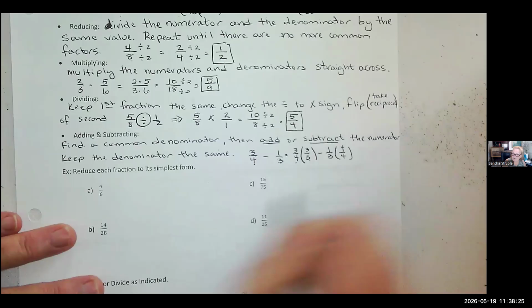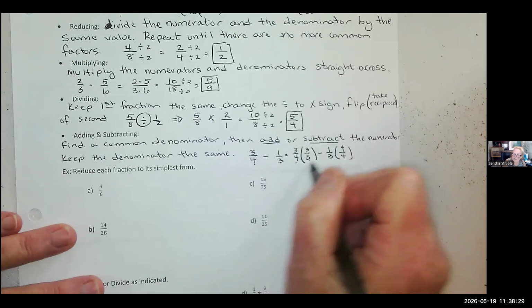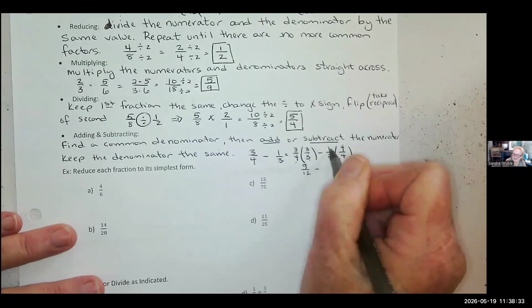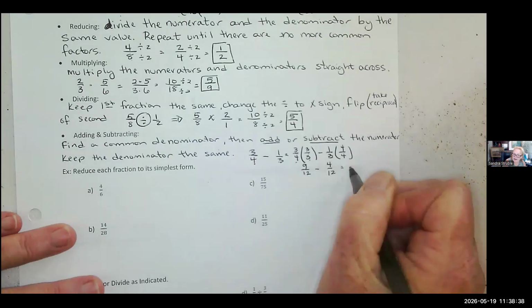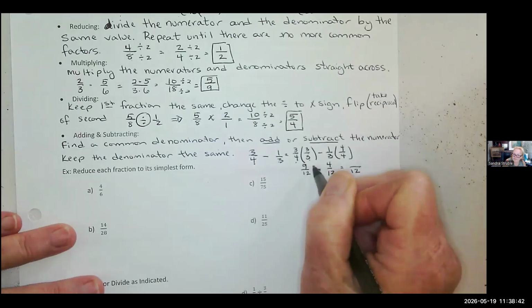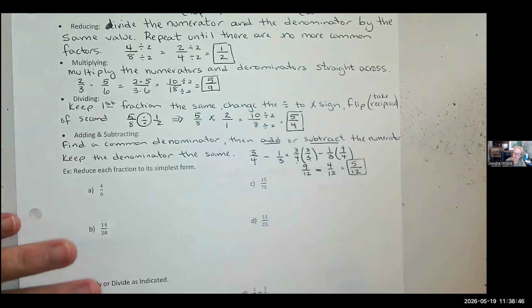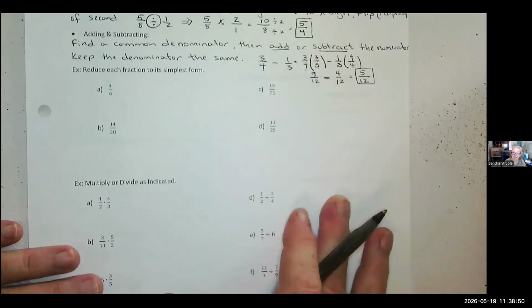Multiply. 3 times 3 is 9. 4 times 3 is 12. 1 times 4 is 4. 3 times 4 is 12. Keep the denominators the same, and we're going to subtract the numerators. 9 minus 4 is 5. No reducing.